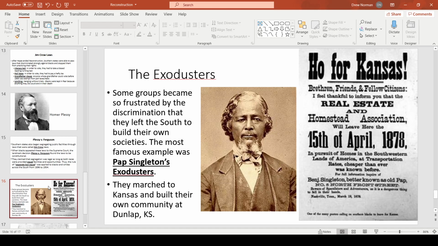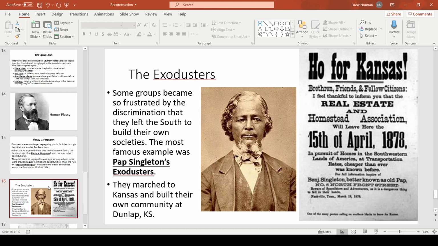And so Pap Singleton is one specific figure, and he founds a little community at Dunlap, Kansas. And Pap Singleton, the group that followed him, they call themselves the Exodusters. Now, if you followed the Bible, Exodus is when the Jews or the Israelites leave Egypt out of slavery, right? And they go to the Promised Land. Well, that's the same idea for African Americans here.